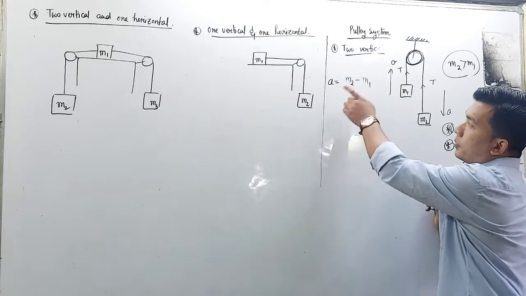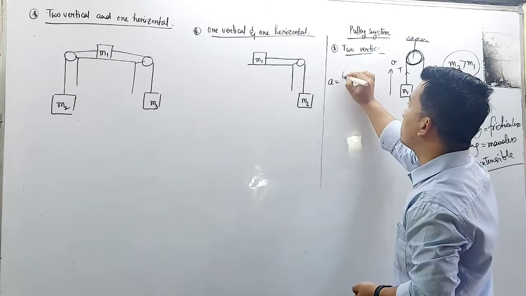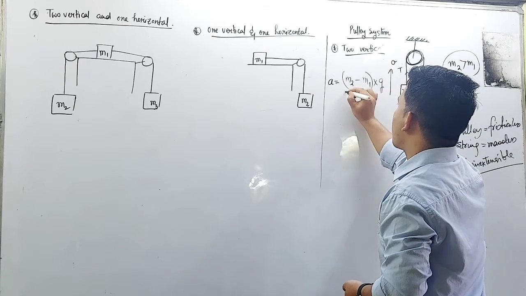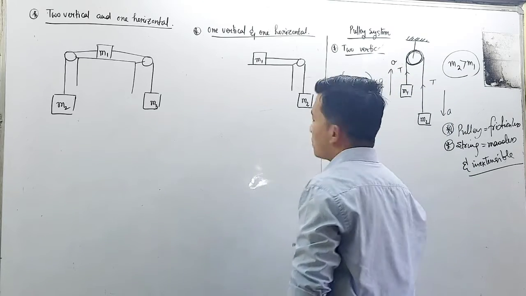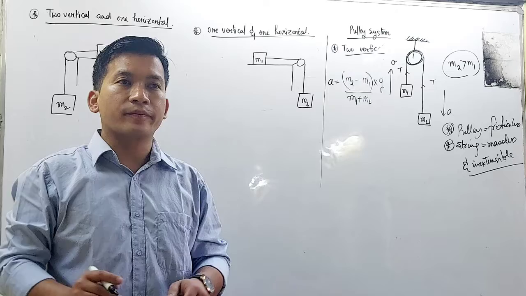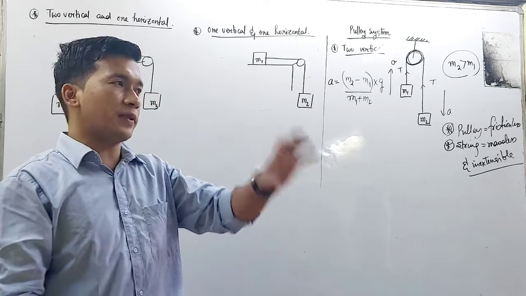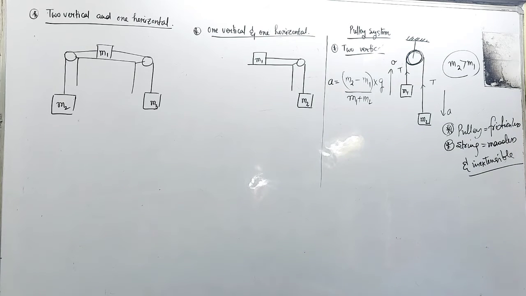The mass responsible for the motion minus the mass that is opposing the motion, multiplied by the acceleration due to gravity, divided by the total mass, that is M1 plus M2. This is how we represent the common acceleration in a pulley system. Very simple logic: in the numerator you consider the mass responsible for the motion minus the mass opposing the motion, divided by total mass, times g.